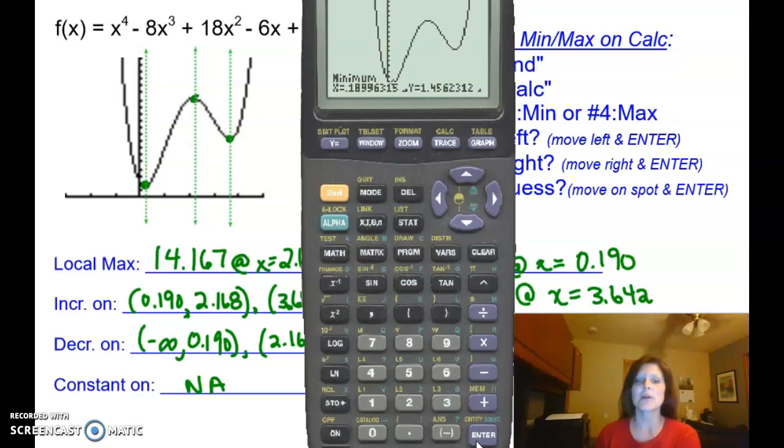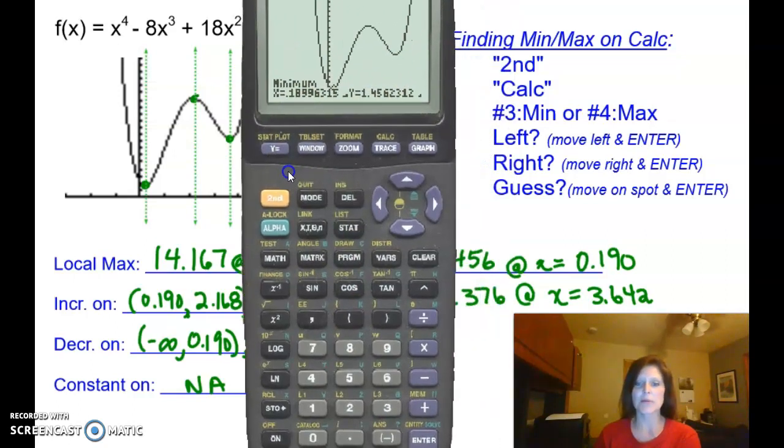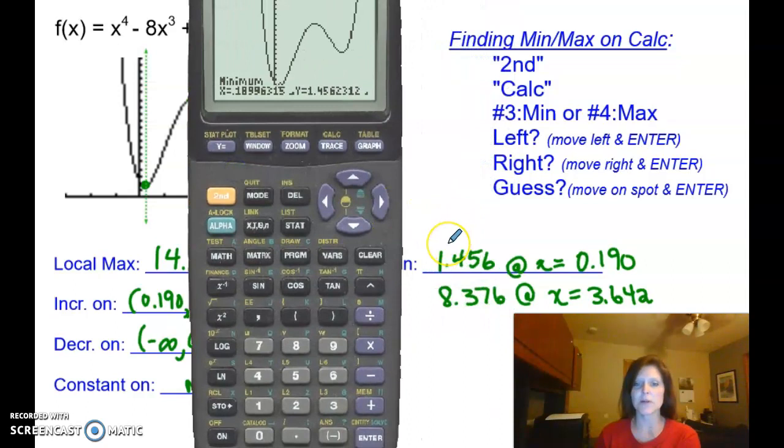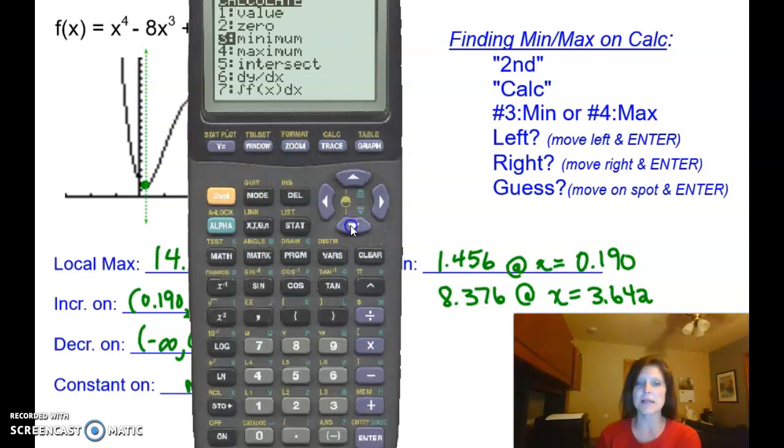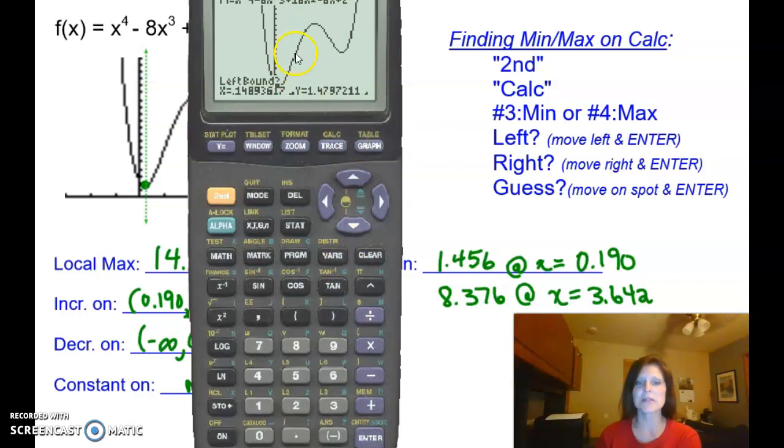Now remember, the y value is the max or the min, and it occurs at the x value. So for this problem, I put down my first minimum was 1.456 at this particular x. You would do the same steps for the minimum over here. To find the maximum, it's almost the same. The only difference is when we go to our calculate menu, instead of choosing number 3, we go to number 4. Okay, so it's the same questions: left, right, and guess.